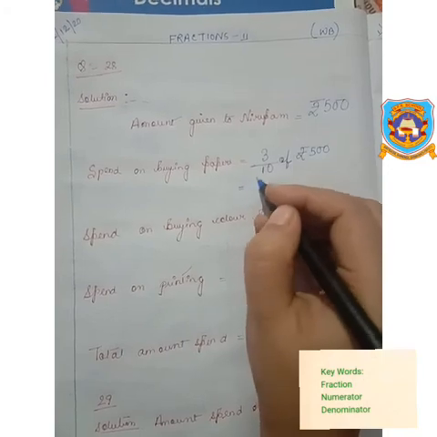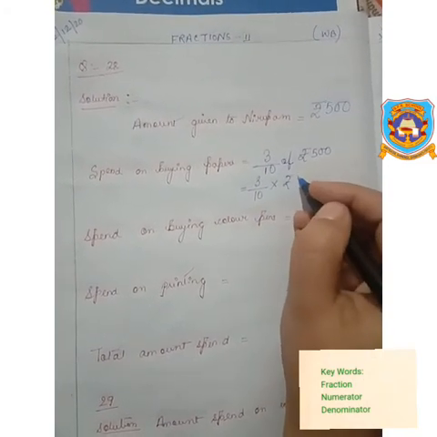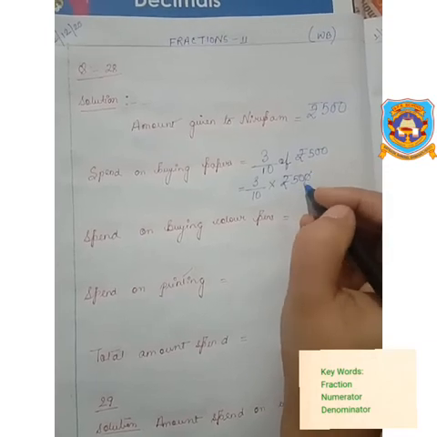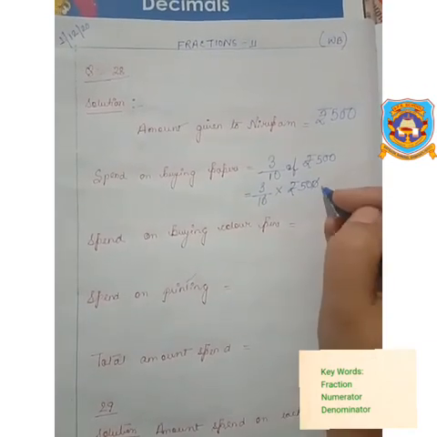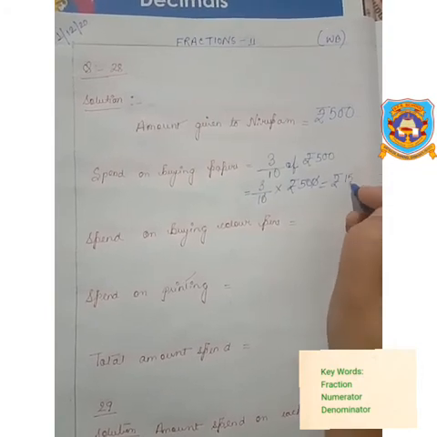So what you do, "of" will be replaced by the multiplication sign: 3/10 × rupees 500. Cancel the zeros, 110. If there are 10, you can cancel like that. So how much will you get? You will get here 150.